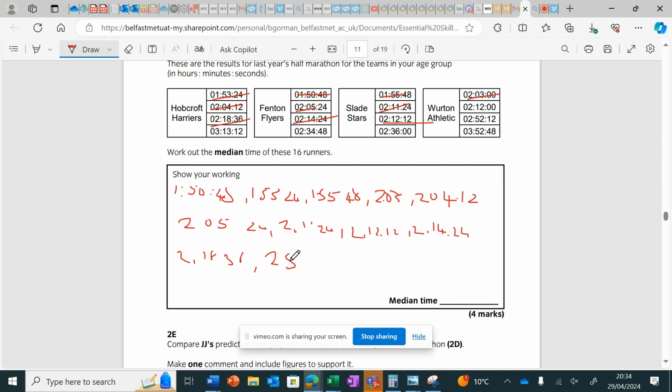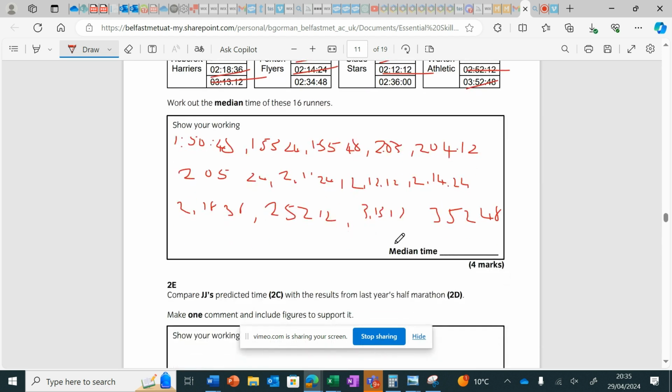2.52.12. 3.13.12. 3.52.48. So we should have 16. 1, 2, 3, 4, 5, 6, 7, 8, 9, 10, 11, 12. I've made this very messy. I'm going to have to rub it all out.